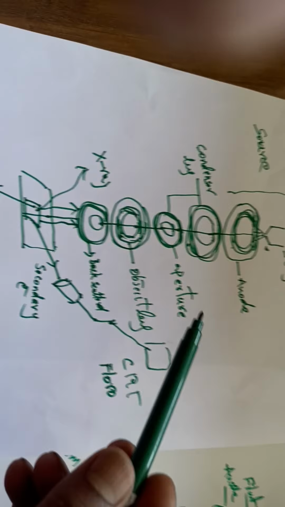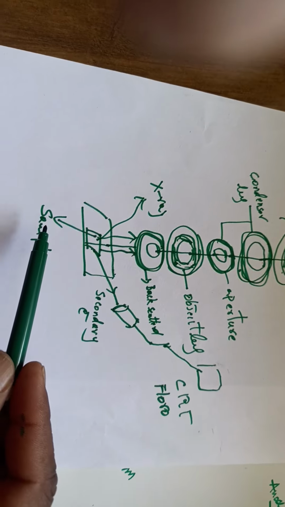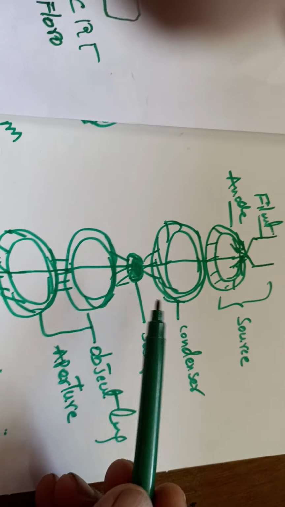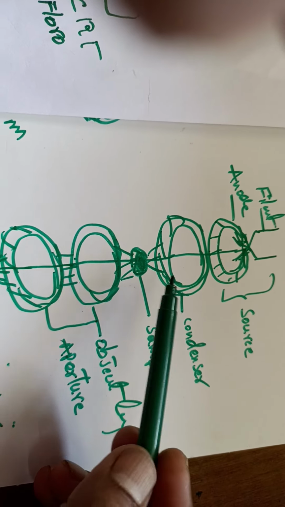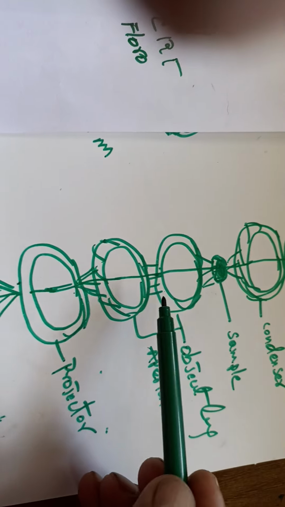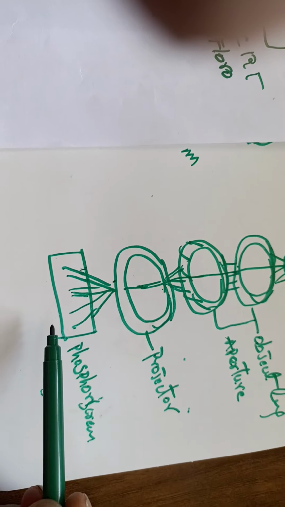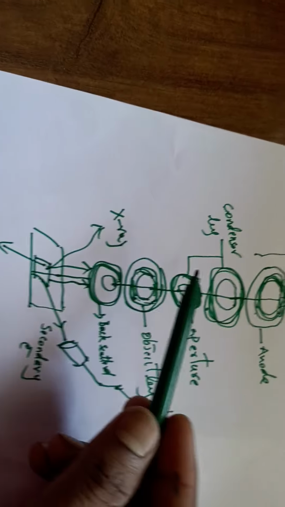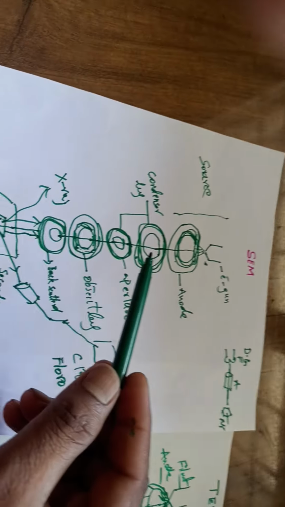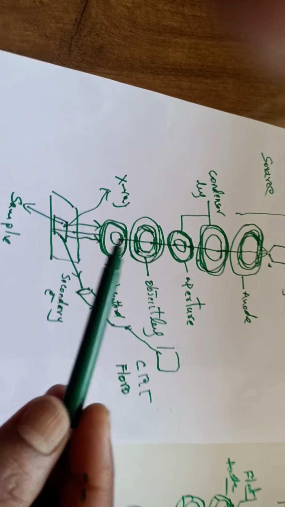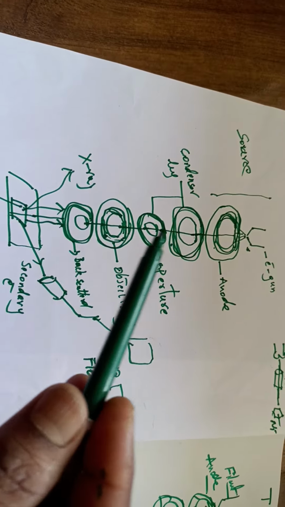In SEM, the sample is placed after all the lenses. But in the case of TEM, the sample is placed in between the condenser lens and objective lens. After that, the emitted light ray goes on and forms the image on the phosphor screen. But here it is a scanning electron microscope.